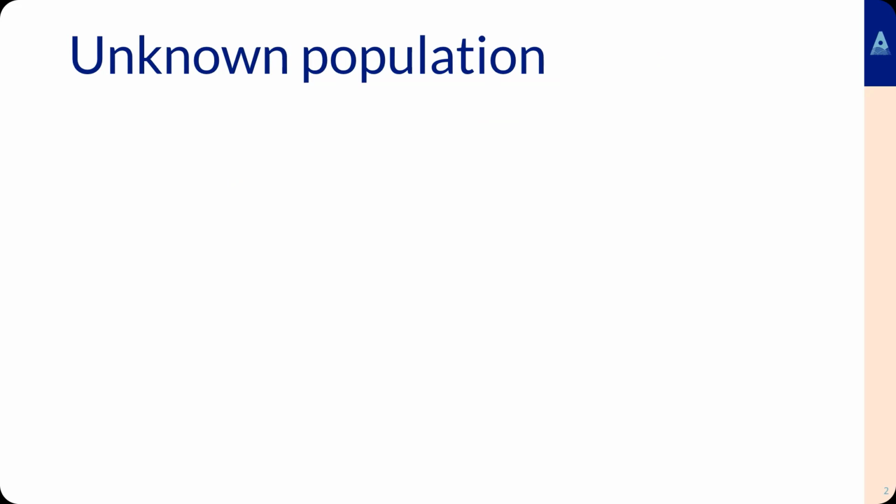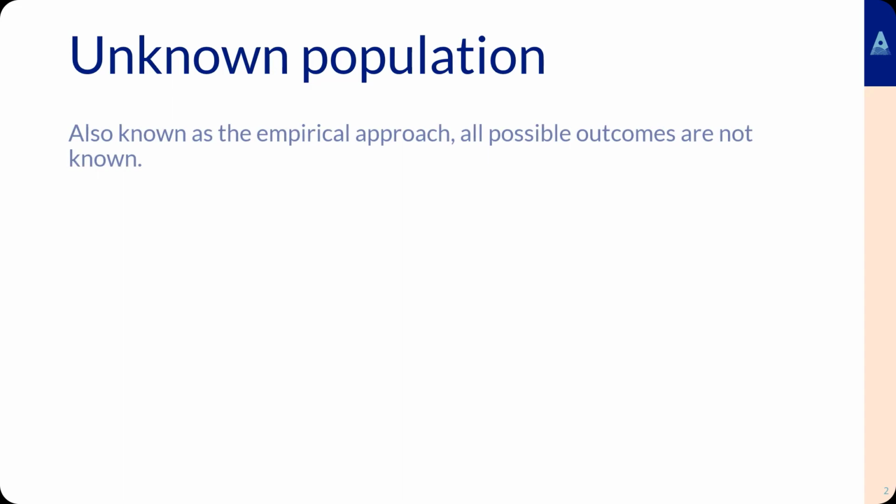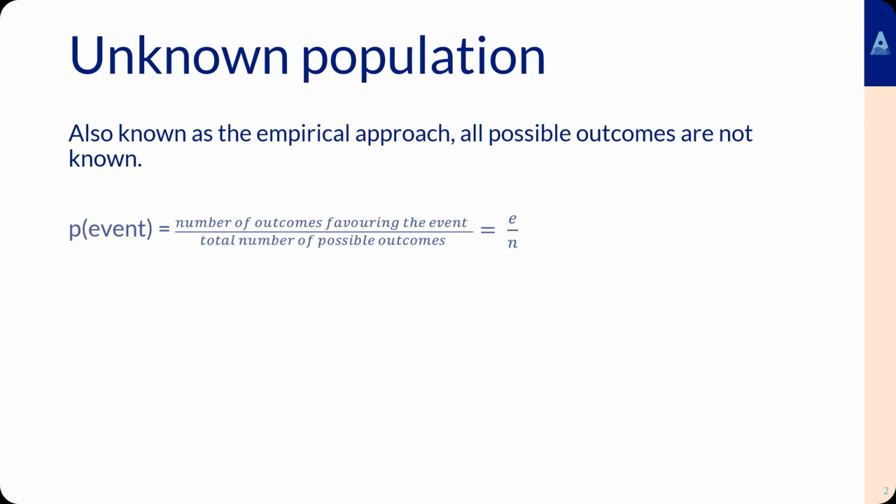So that was for a known population. The alternative is for an unknown population. This is known as the empirical approach because we don't know all the possible outcomes, and we do actually have to experiment. And this is much more relevant to statistics. So this is the kind of probabilistic calculation we're going to be doing in statistics. Again, the probability of an event is the number of outcomes favoring the event, E, over the total number of possible outcomes, N. In this case, N is not all possible outcomes. We don't have the full population. It's just the number of outcomes in a sample. So an experiment will involve a finite number of trials.